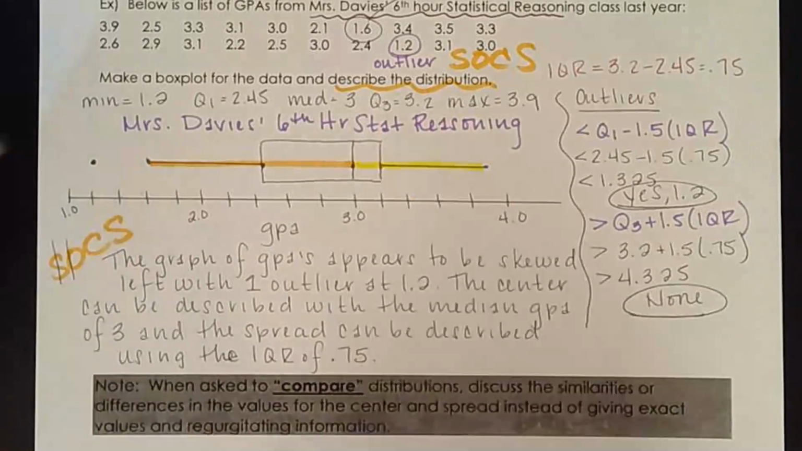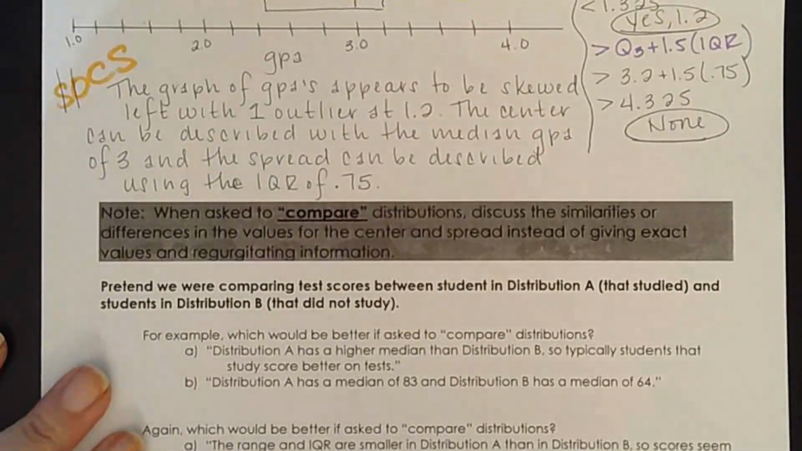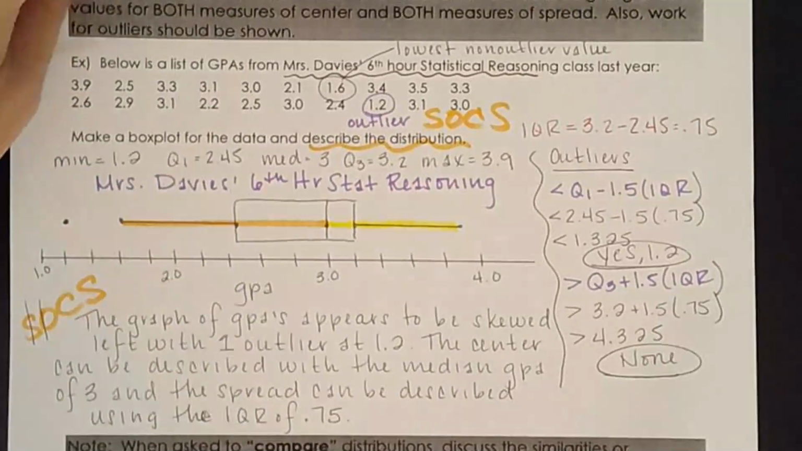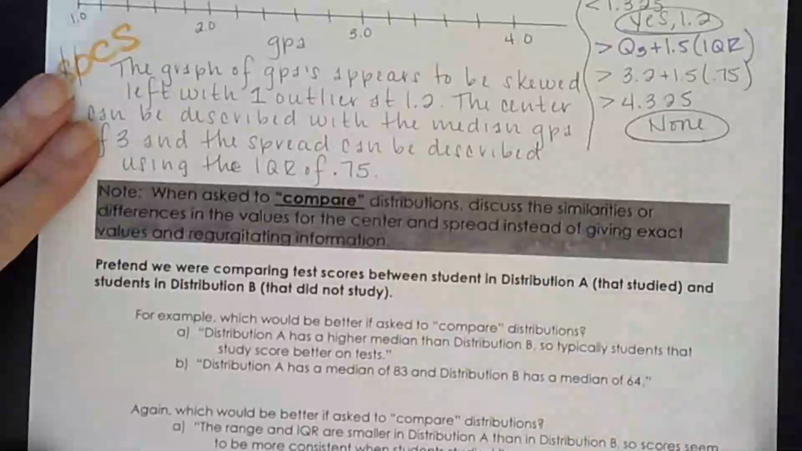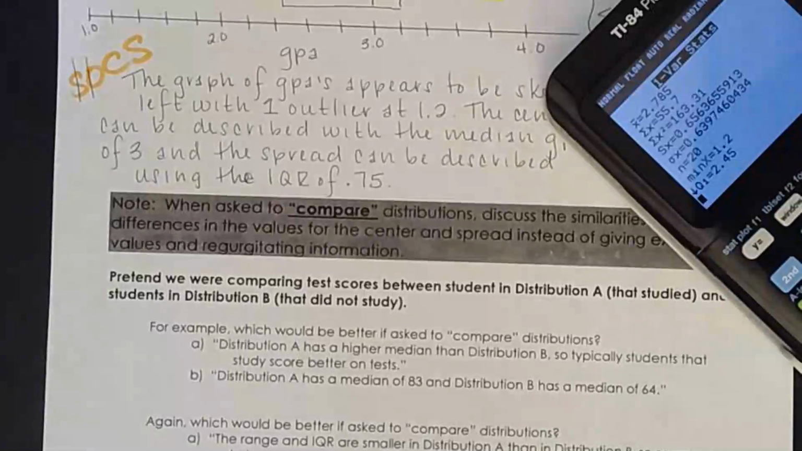So today's notes are slightly different because now we're comparing distributions. So now we're not just talking about one set of data, we're comparing two sets of data. When you compare data, you don't want to just give exact statistics. You don't just want to spit out statistics. You want to compare them.